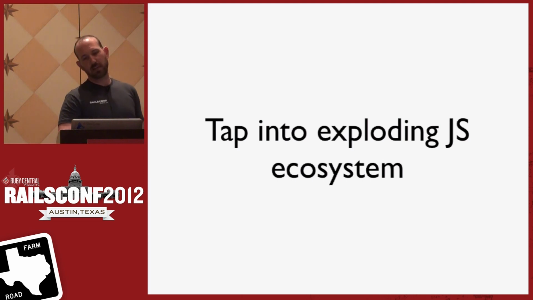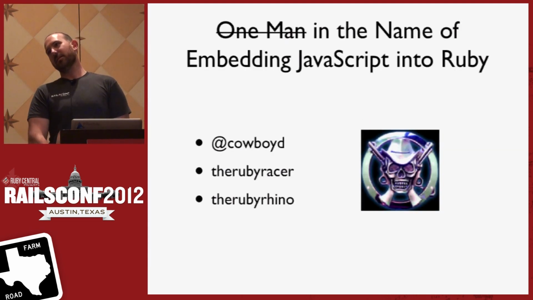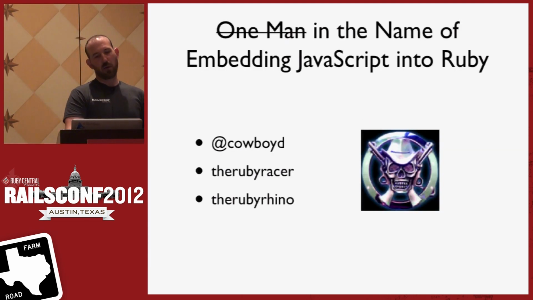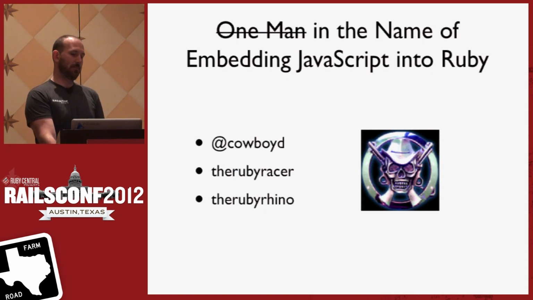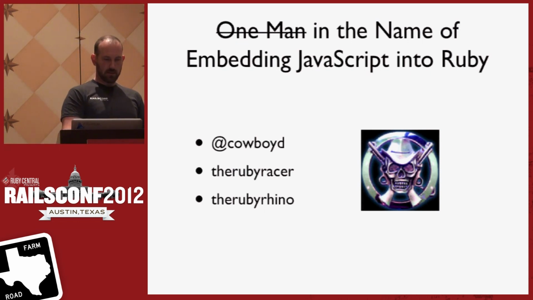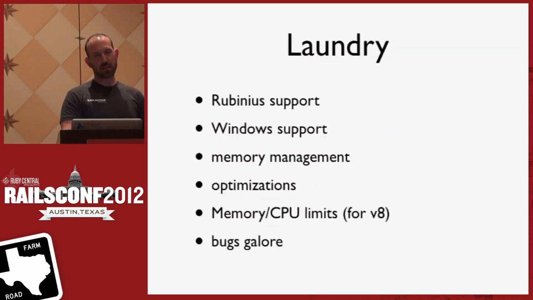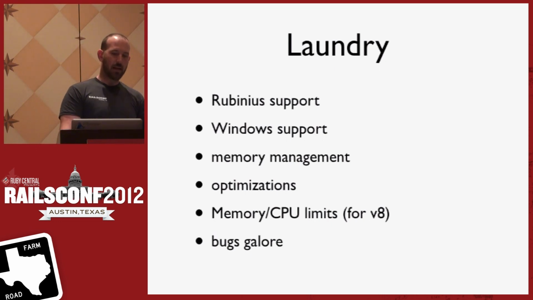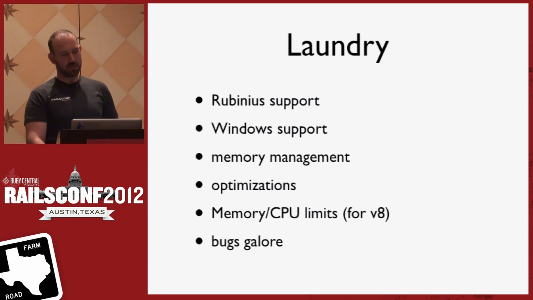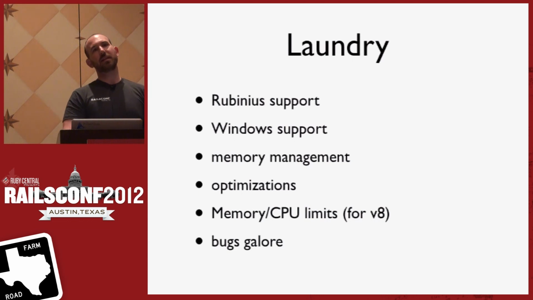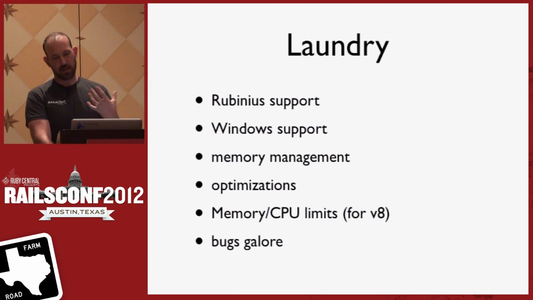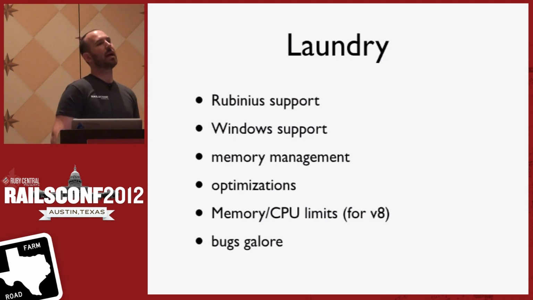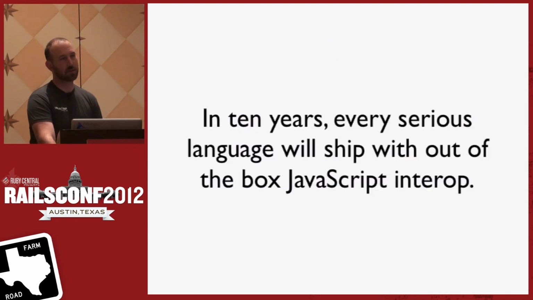But I'm here today because I don't want to be one man in the name of JavaScript. I want to open up this process to everybody, and not just because there's a big laundry list of things to do. There's all kinds of bugs. We need to support Rubinius. There's memory issues and things like this, but because I think it's actually important for us as a development environment. This is the way that applications are going to be developed in the future.